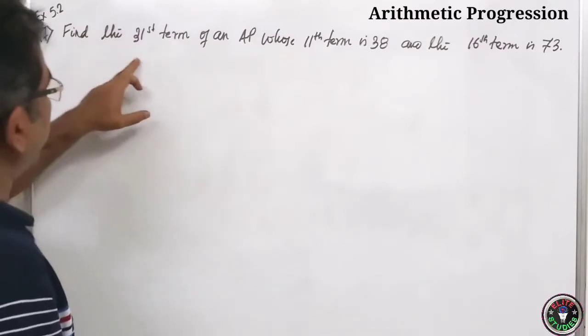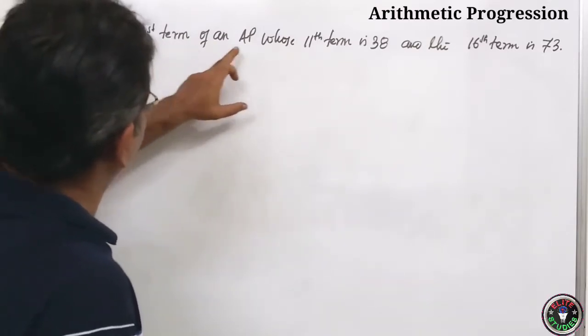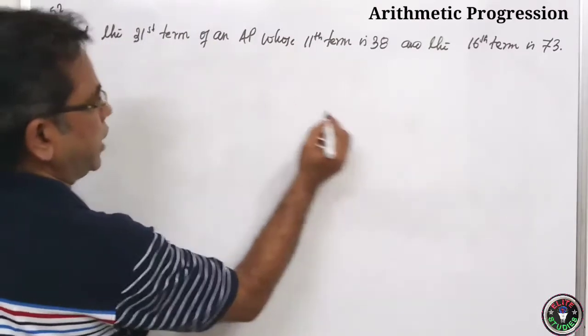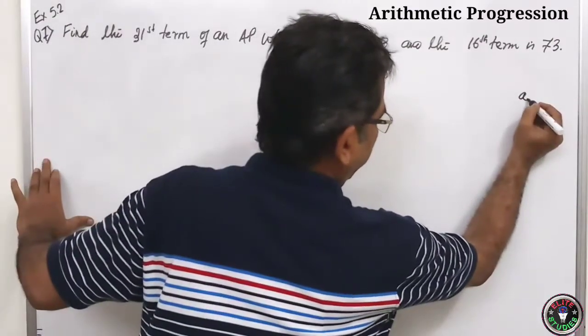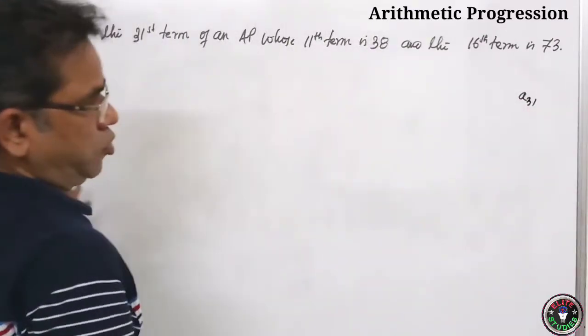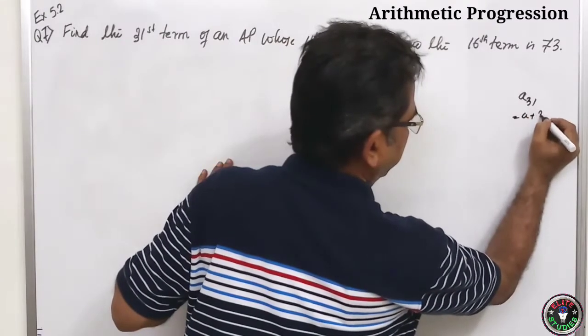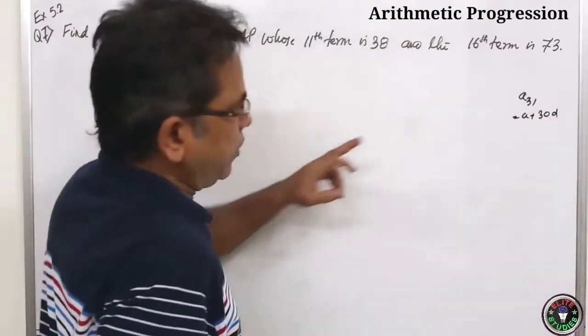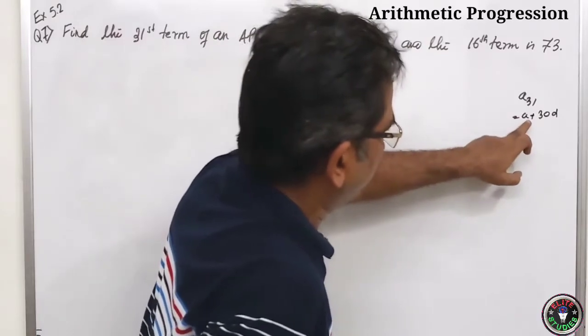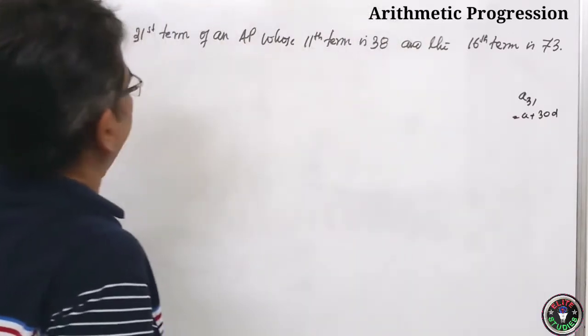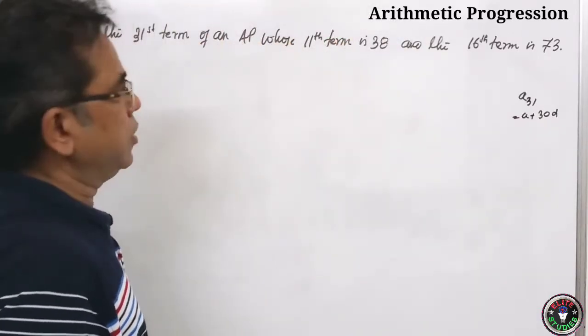You see, you have to find the 31st term of an AP, which means you have to find a31. So a31 is equal to a plus 30d. To get the value of a31, you have to know the value of a and d. But the AP is not given to us.